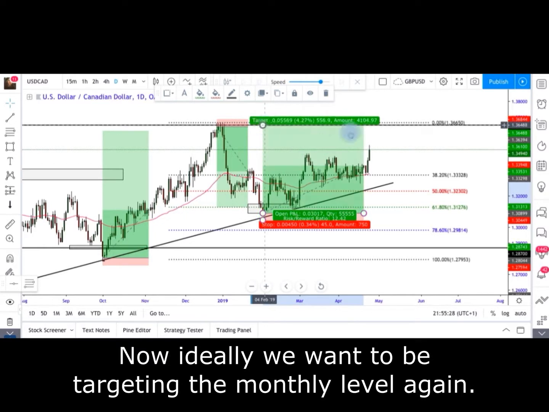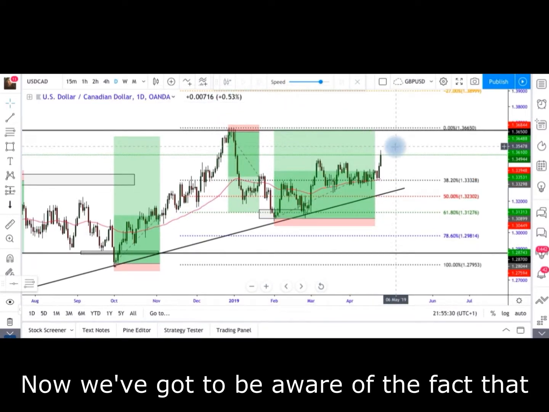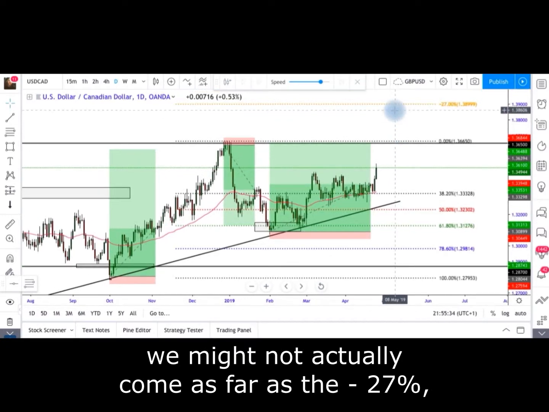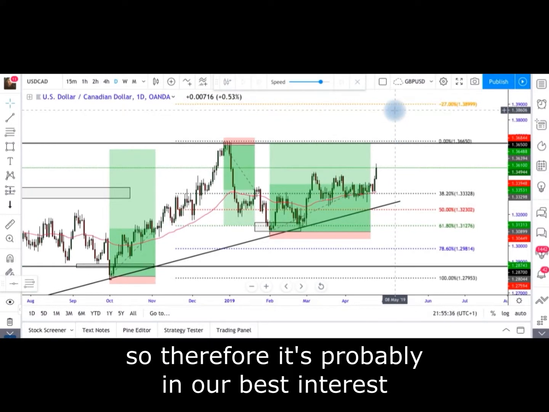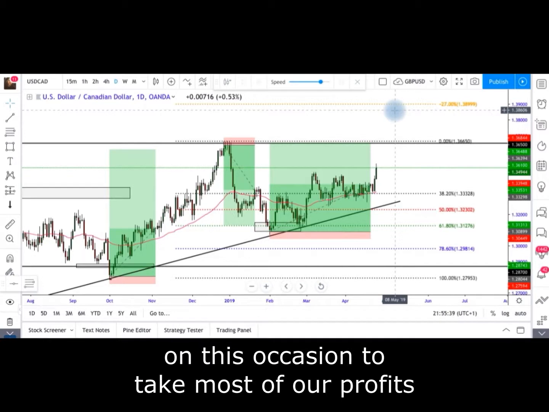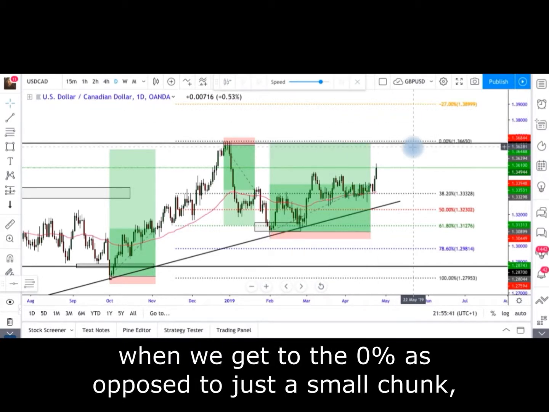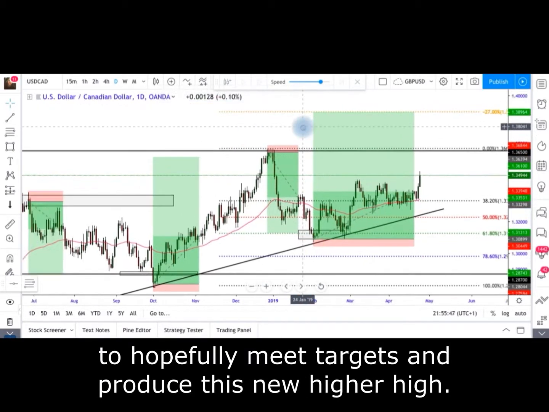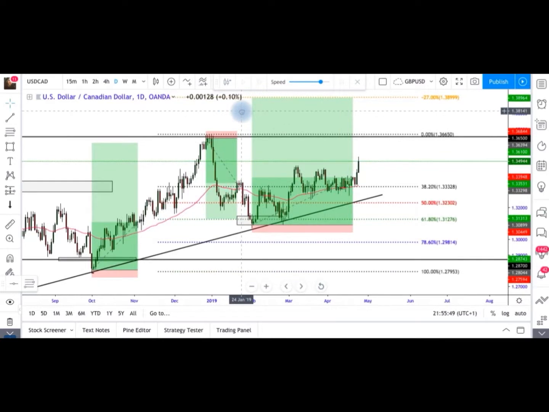Now, ideally, we want to be targeting the monthly level again. We've got to be aware of the fact that because this monthly level is here, we might not actually come as far as the minus 27%. So it's probably in our best interest on this occasion to take most of our profits off when we get to the 0%, as opposed to just a small chunk. And then obviously, I let the rest run to hopefully meet targets and produce this new higher high.